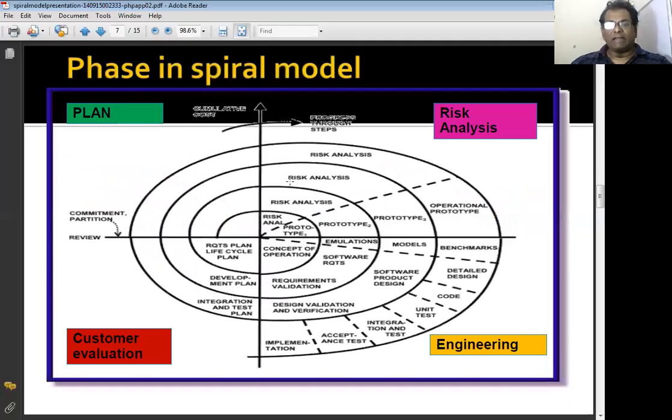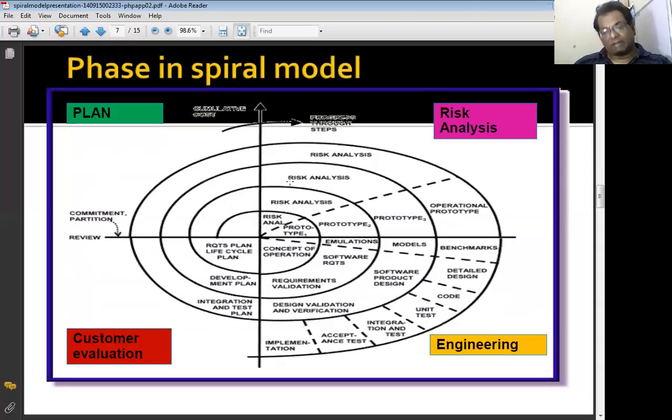Second is the phase. You can find in this particular structure there are four distributed parts. The very first is customer evaluation. Second is plan. Third is risk analysis. And fourth is user. But when we start, we start right from the very first thing in this quadrant. The first thing is plan. Everything starts with plan. Planning starts going clockwise. Then it is risk analysis. Every time you analyze or fulfill that particular part which makes anything risky, right?